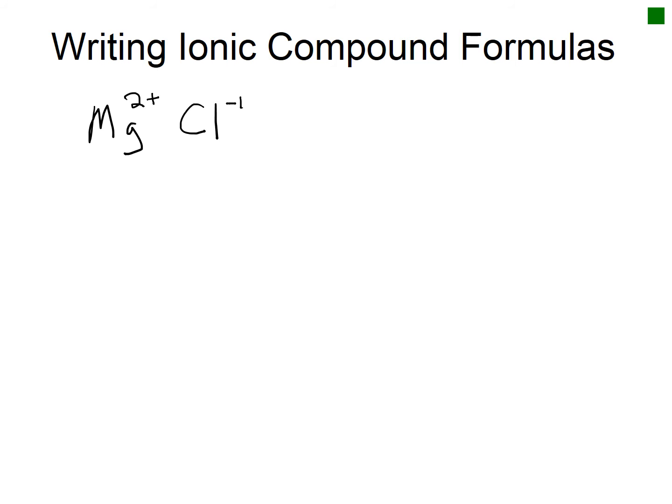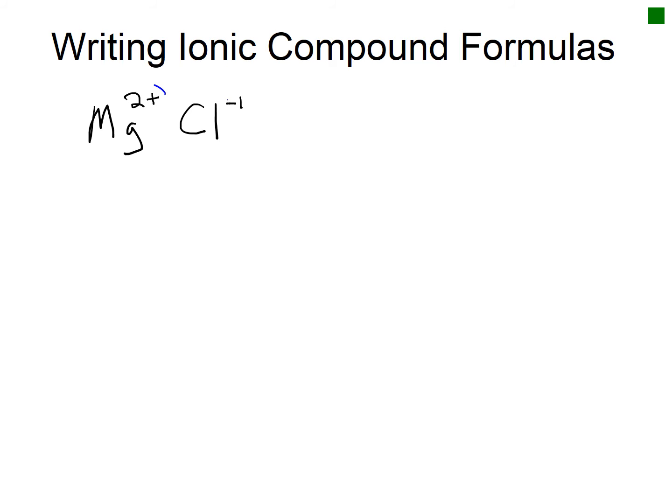So now if we want to figure out how many magnesium and how many chlorines we need in order to get a neutral ionic compound, because everything wants to remain neutral, we can introduce a method. It's called the loop and swoop method.